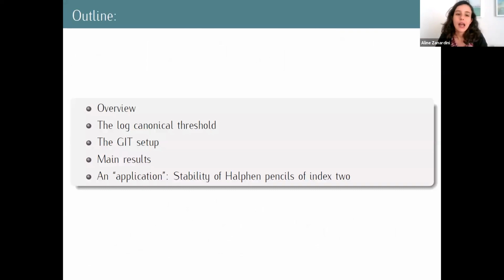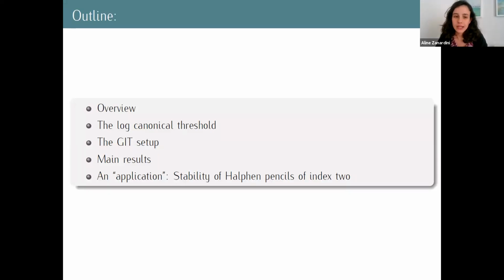So my plan is to start by explaining what exactly is the problem that I'm interested in, and more importantly, what kind of approach or tools I'm suggesting we use to tackle this problem. In particular, I want to spend some minutes telling you something about this birational invariant called the log canonical threshold. Then we will move on to the mathematical setup, a bit of notation and what we need, so that I can move on and actually state the main results.